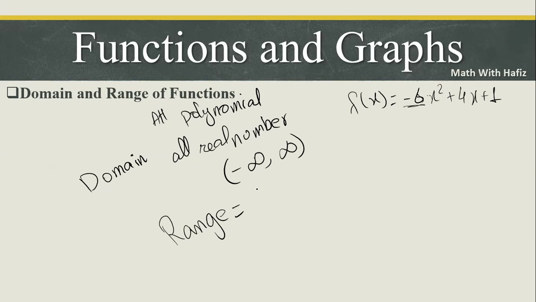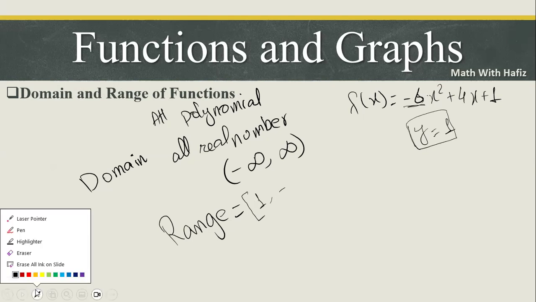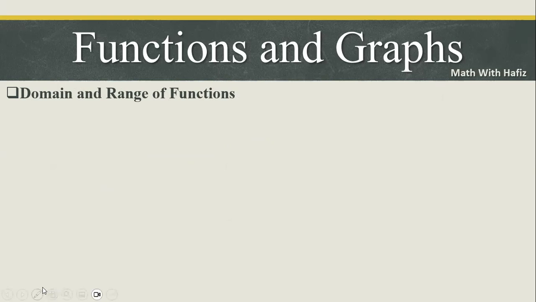So the maximum value you can get is by plugging in the value of x as 0. So y will be equal to 1. So the maximum value of y will be 1. The range will start from negative infinity, and the maximum value it will attain is positive 1.